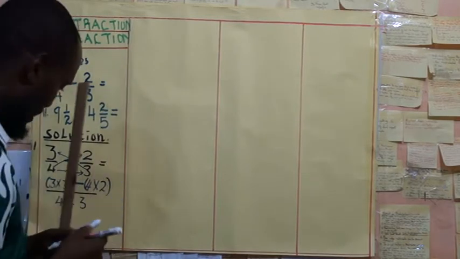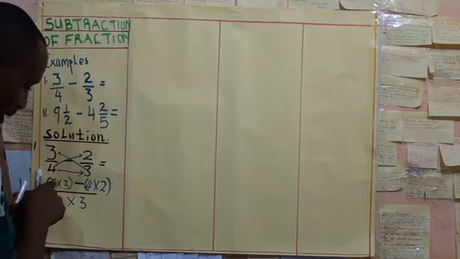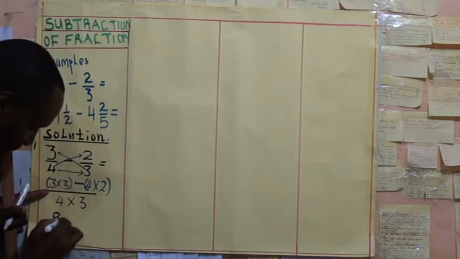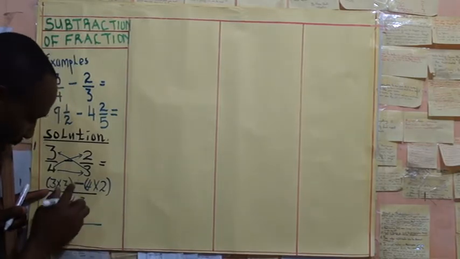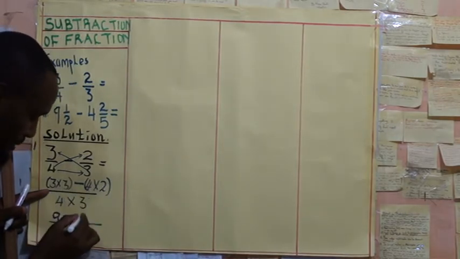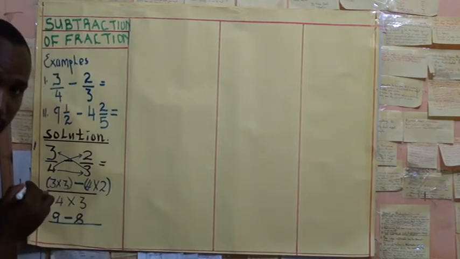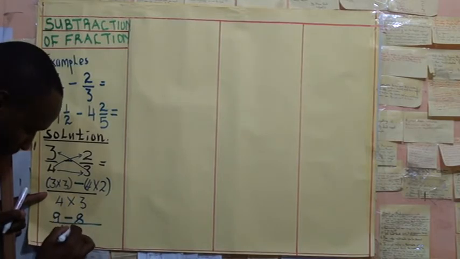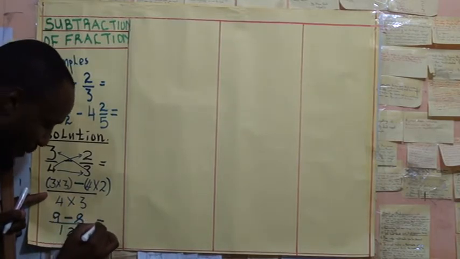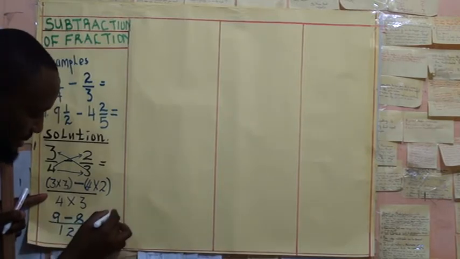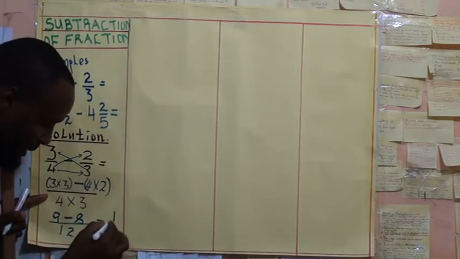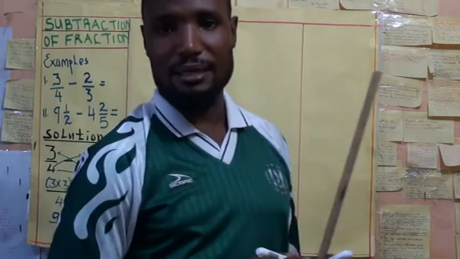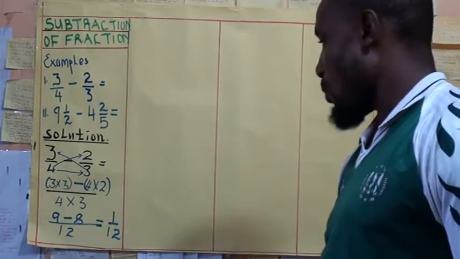Now we are going to get here 3 times 3. We are going to get 9. Make that line. Minus 4 times 2. That is 8. Over there. Then we are going to multiply 4 times 3, which is 12. Now, what are we going to get? 9 minus 8 is 1, and here you get 12. So, what is your answer? Your answer is 1 over 12.